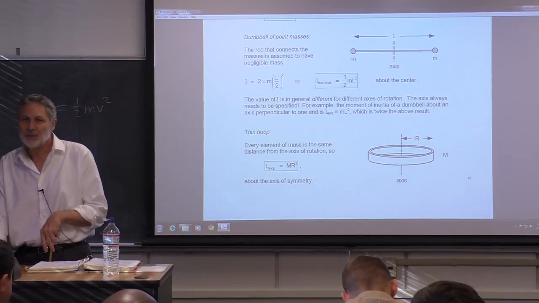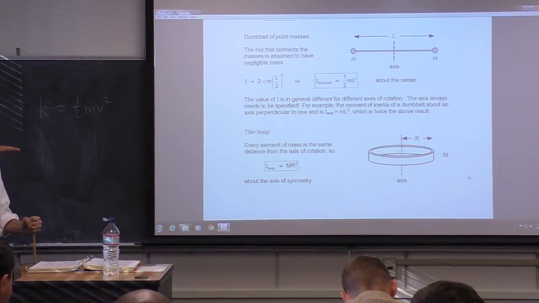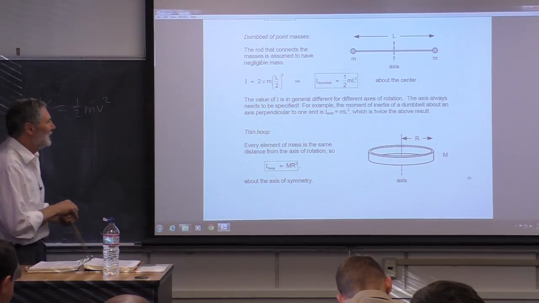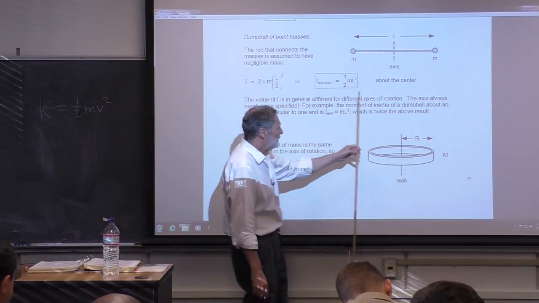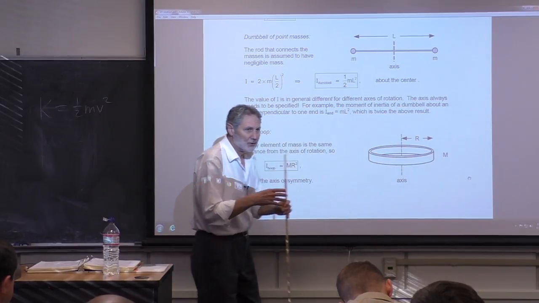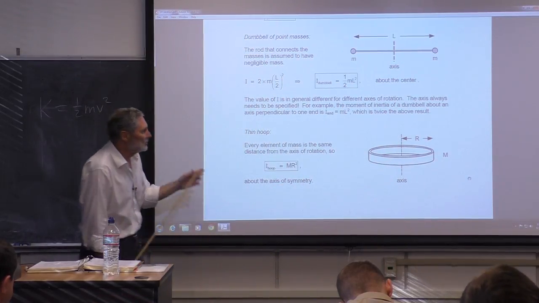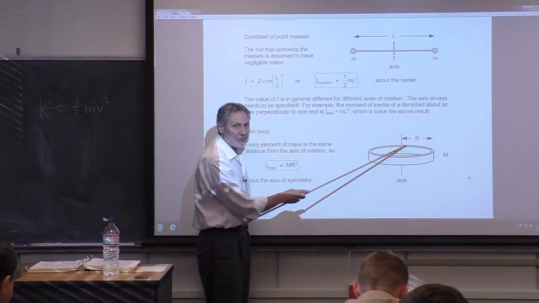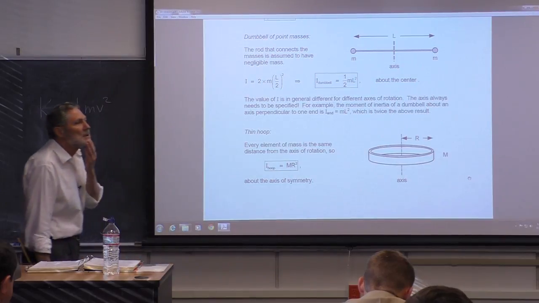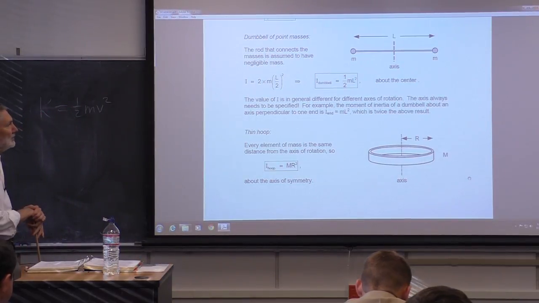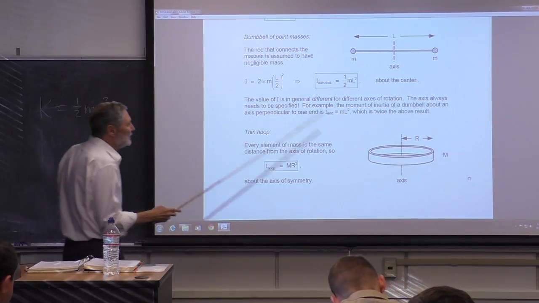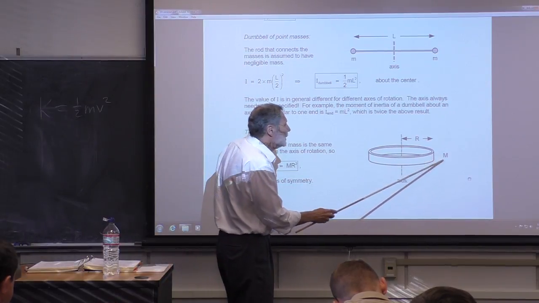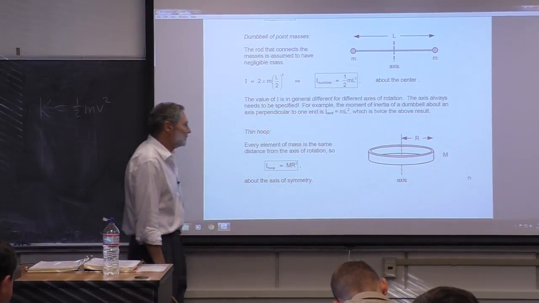Okay, next up, and we're getting successively more complicated here, is the hoop. And we're going to take the axis of rotation to be about the center of the hoop. And this is a thin hoop, which means its thickness here is small compared to its radius. So for this continuous body, we're going to switch to capital M here. This is commonly done. That's the total mass of the hoop.